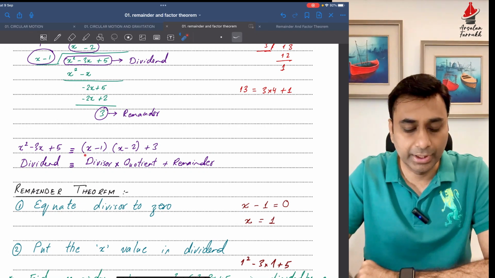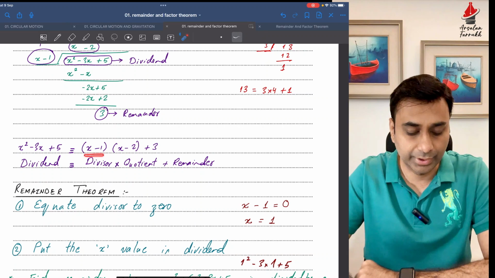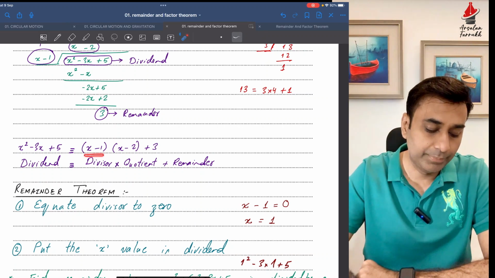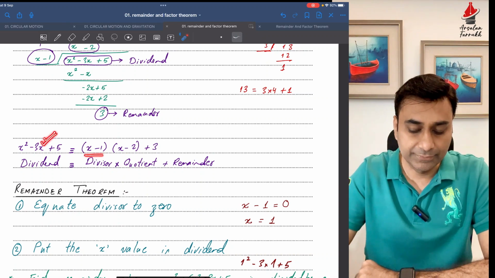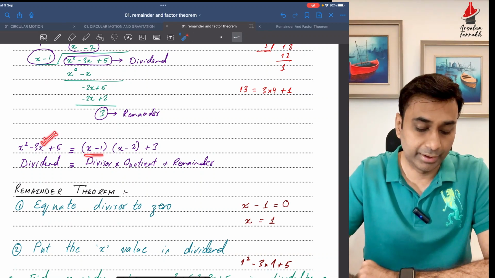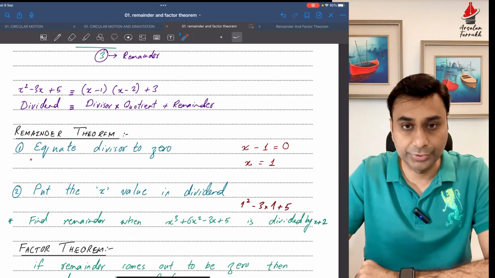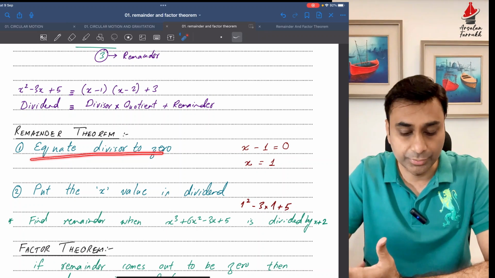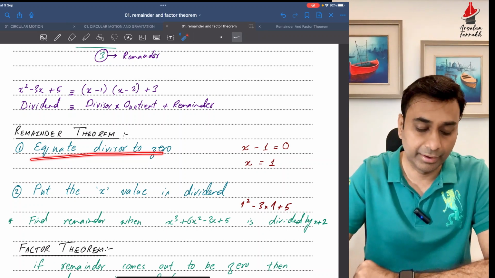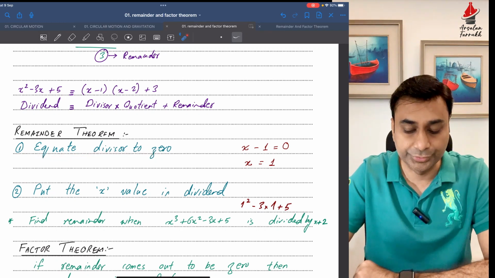That I can easily do by equating x minus 1 to 0, and I get the value of x as 1. When I plug it back into the dividend, I will get myself the remainder. So this is what the remainder theorem is. I will equate the divisor to 0, and that's what you have to remember while you are doing questions of remainder and factor theorem: always equate the divisor to 0.